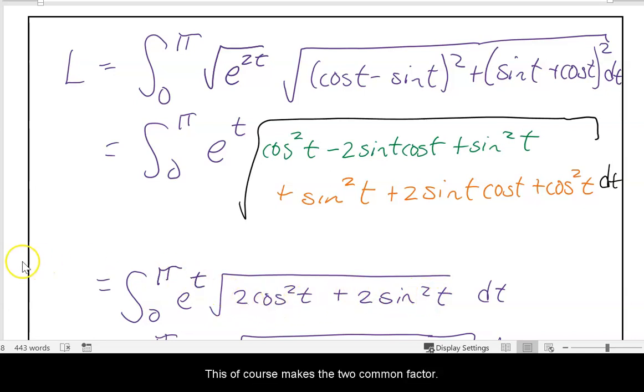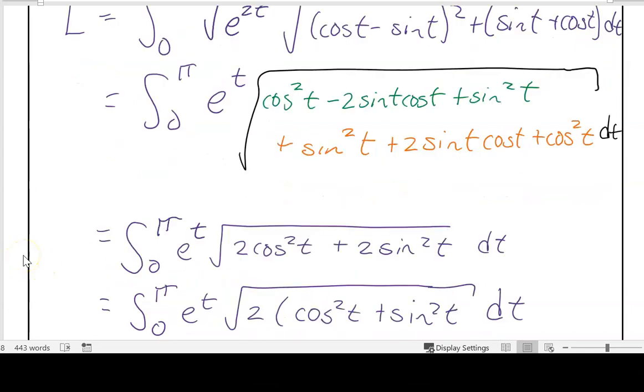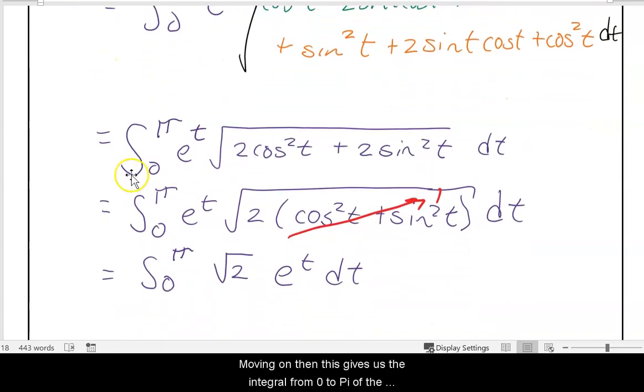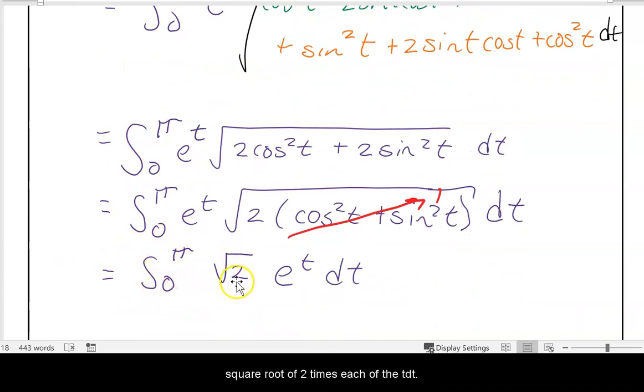This, of course, makes the 2 a common factor. Factoring out the 2 then will lead to 2 times the sum cosine squared of t plus sine squared of t. However, you should recognize cosine squared plus sine squared as simply being the number 1. Moving on then, this gives us the integral from 0 to pi of the square root of 2 times e to the t dt.